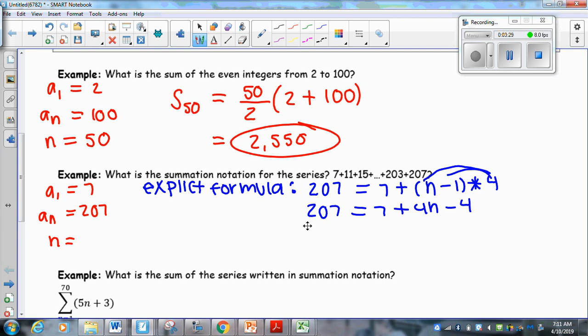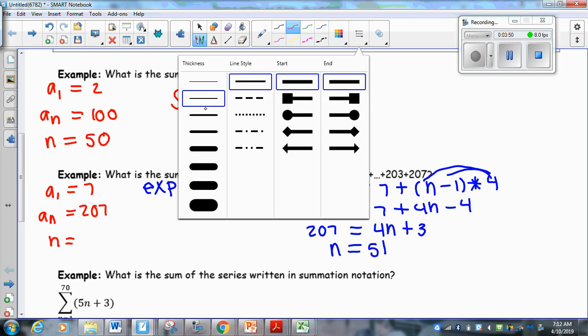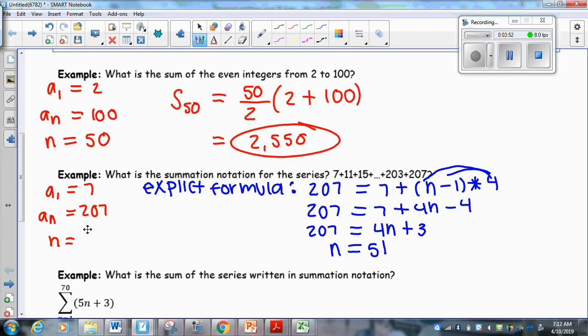So 207 equals 4n plus 3. So you subtract the 3, divide by 4, and we get that n equals 51. Okay, so n now is 51. Know that. And we want to write it in summation notation.